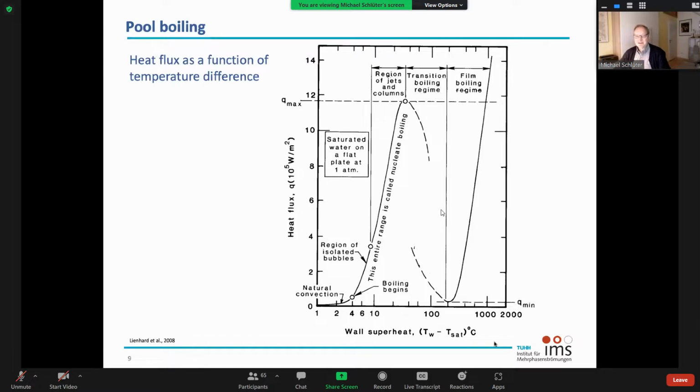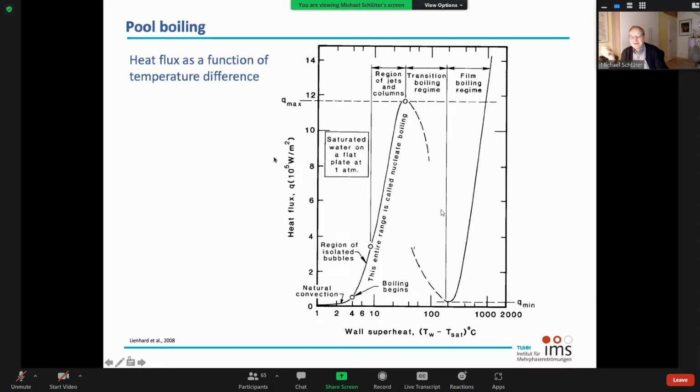What happens? Here you can see the wall superheat on the lower axis. Wall superheat means this is the wall temperature, TW, and this is the saturation temperature of the liquid phase. In other words, this is the temperature where the liquid starts to evaporate. And this is, of course, the superheat of the wall, because the wall temperature is higher than the saturation temperature. In other words, vapor bubbles will appear here, of course, because we are superheated.